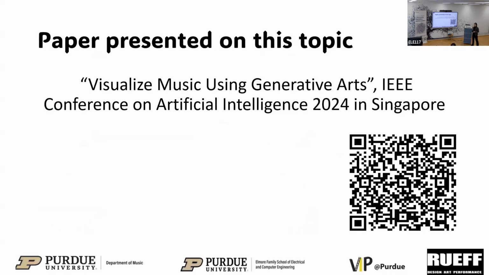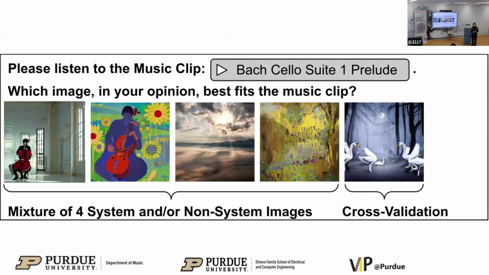So as I said, a paper was presented at an IEEE conference last year. This is based on a survey, and the survey had questions of which image best fits the provided music clip. Among 5 images in each question, 2 images were generated by our system, and 2 others were picked by students from the internet. And one was for cross validation to check if the participants have some kind of bias. For example, some people can choose more picture-like images instead of more abstract images. So we wanted to check that too.